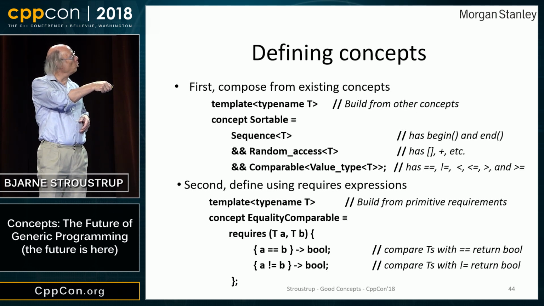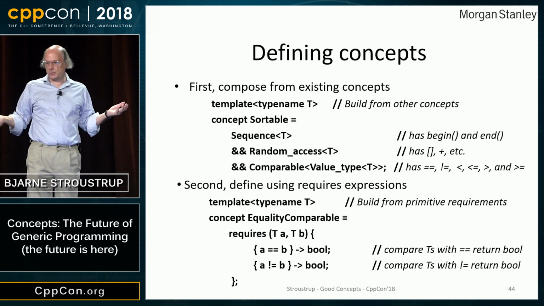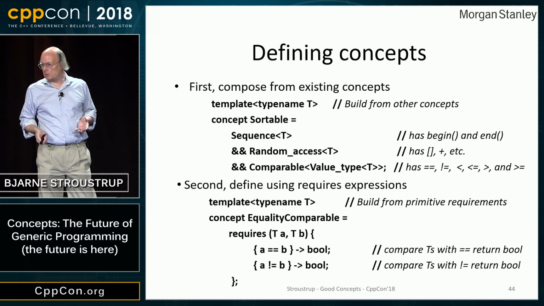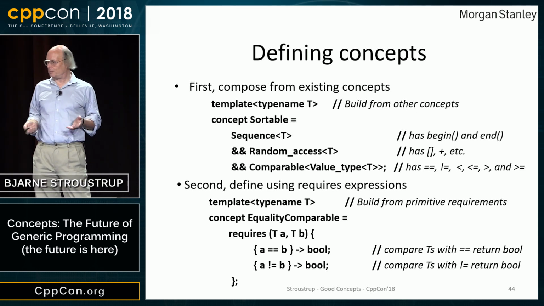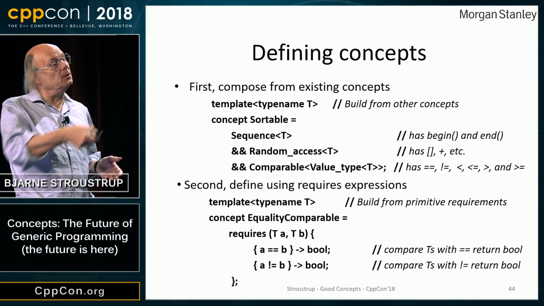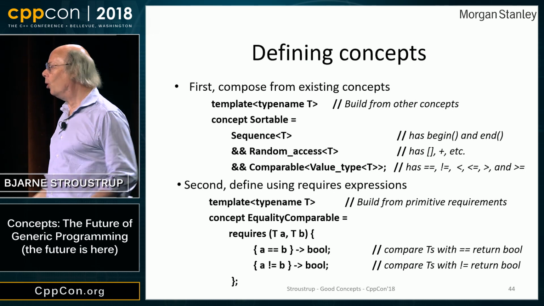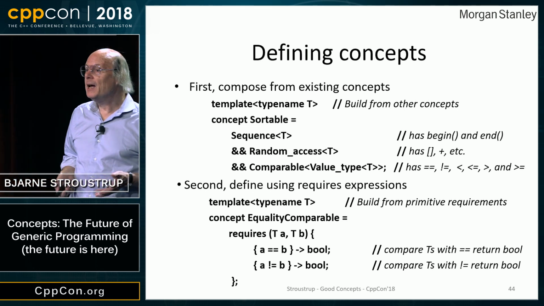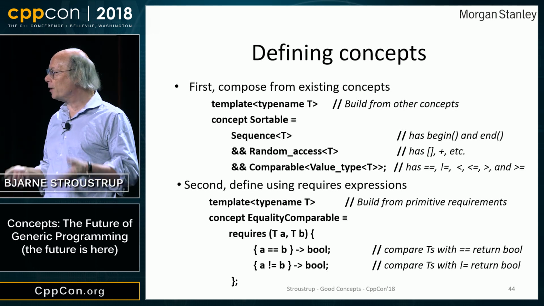So I talked about sortable. A type T is sortable if it is a sequence, meaning it has begin and end, has random access, means you can subscript and add, and its value type is comparable. It has the operations there. This is not brain surgery. This is not rocket science, though I'm sure we're going to use this in stuff for brain surgery and rockets. But this really is just a notation for the way we talk about these things. We have hit some fundamental top concepts, and it becomes easy to talk about them, easy to write them down.